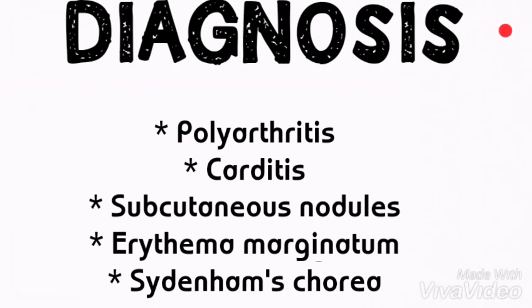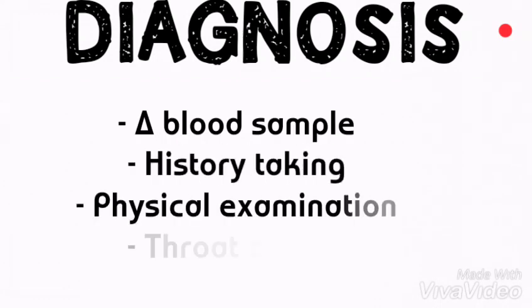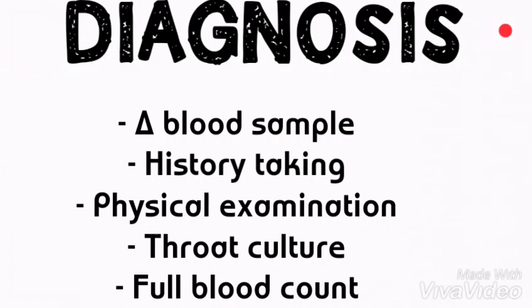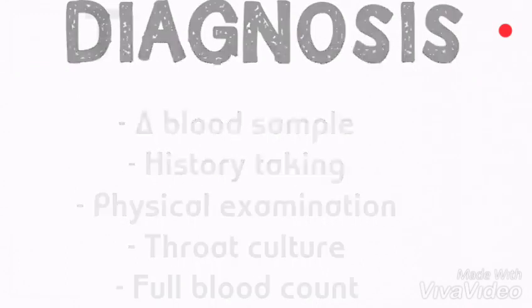Nevertheless, you can also do the following investigations: a blood sample to test for the presence of antibodies to streptococcal bacteria, history taking, which will reveal a throat infection, physical examination, which may show Sydenham's chorea symptoms, a throat culture to isolate the causative organisms, and full blood counts, which will show high leukocytes.